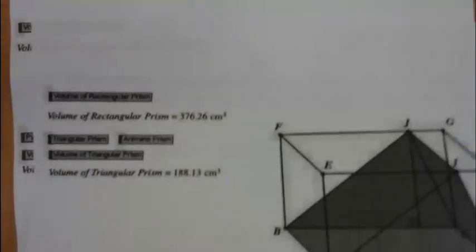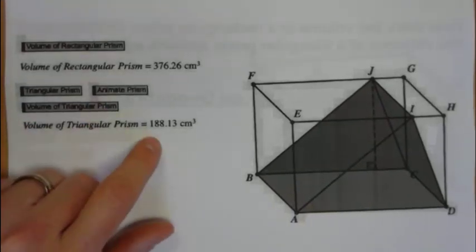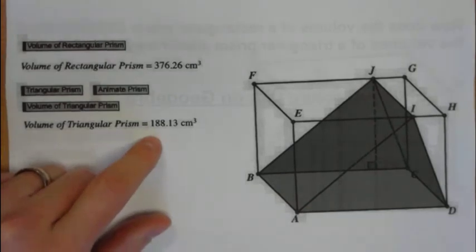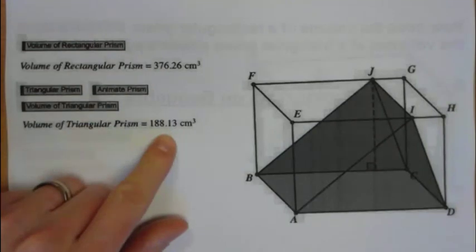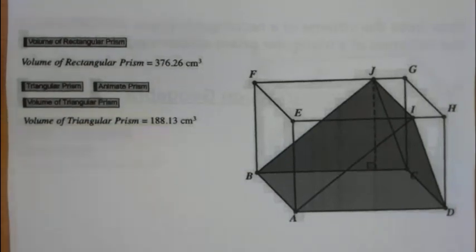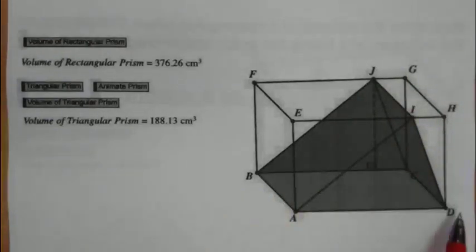So if we have a rectangular prism, we already know it is length, width, and height. We already talked about that in an earlier slide. So if I compare that to a triangular prism, based on our numbers here, if you did this on a computer, you would see that 376.26 is about double 188.13. And so a triangular prism is always going to be half, as long as its height is the same, and as long as its rectangular base is the same as the two shapes. It will be divided by 2.